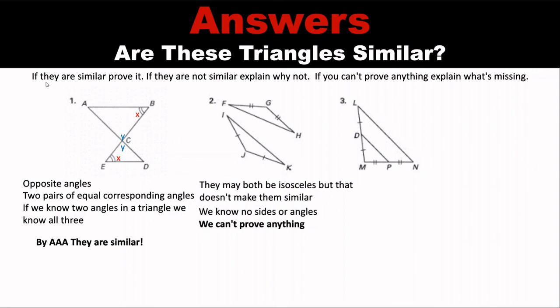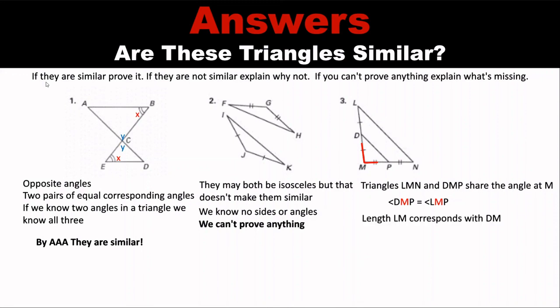In our last example, you should notice that there's a small triangle DMP inside triangle LMN. And notice that these triangles have a shared angle at point M. That is, angle DMP is equal to angle LMP. And if that's the case, we've got a common angle. Have we got corresponding side lengths on either side of that angle? Notice that LM must correspond with DM, and LM is twice the length of DM by those single markings there.